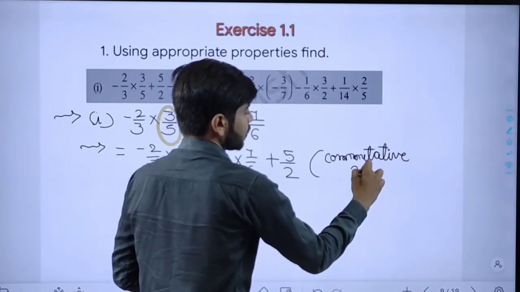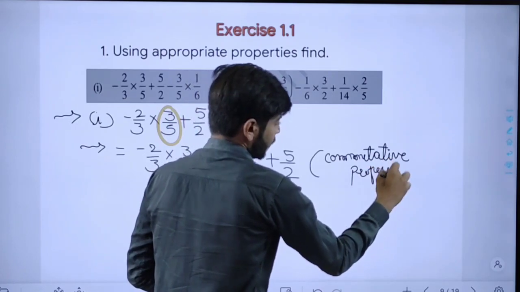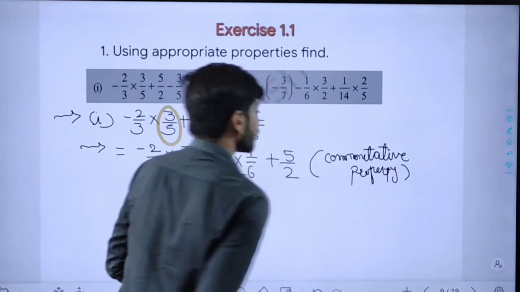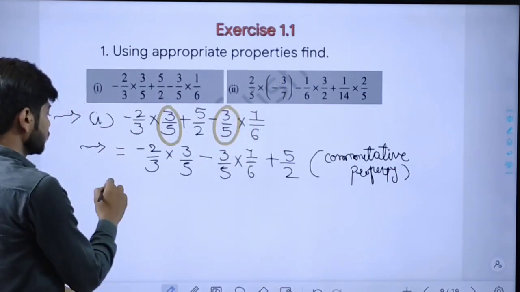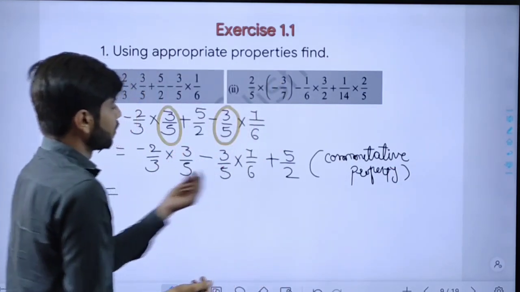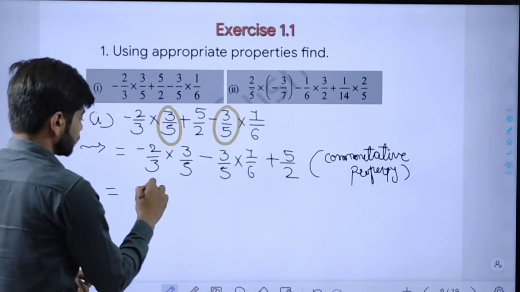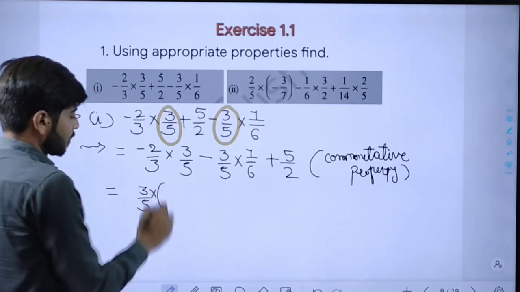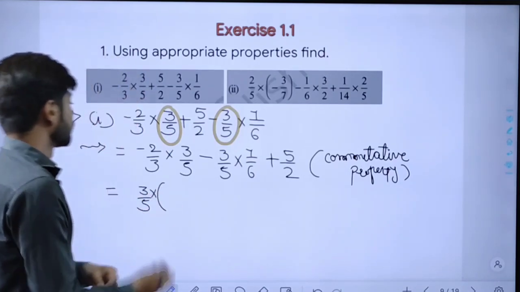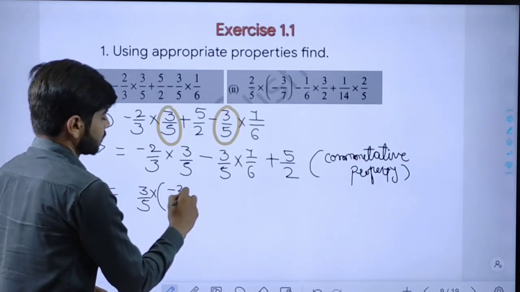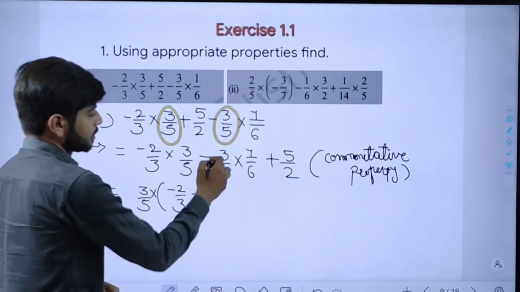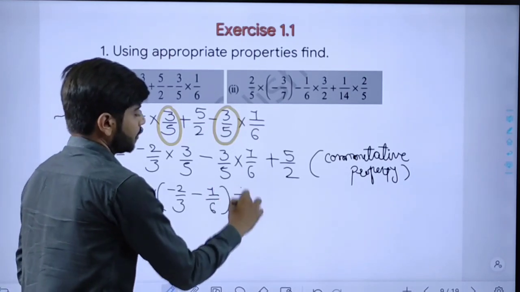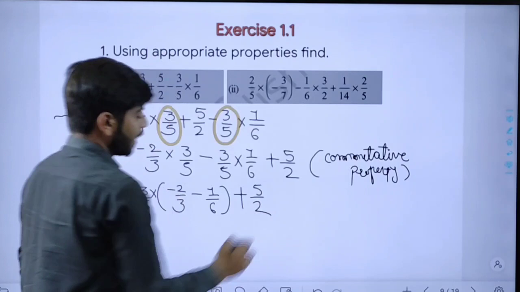Commutative property. Now we will take 3 upon 5 as a common. So what will remain? Minus 2 upon 3 and minus 1 upon 6, and we will put 5 upon 2 as it is.